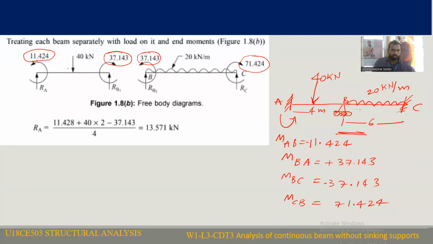So now for the drawing of the shear force diagram, we have to calculate the reactions RA, RB1, RB2, and RC. So these values we need to calculate. For the calculation of RA, first of all, what I want to do is take the first span, the AB span.